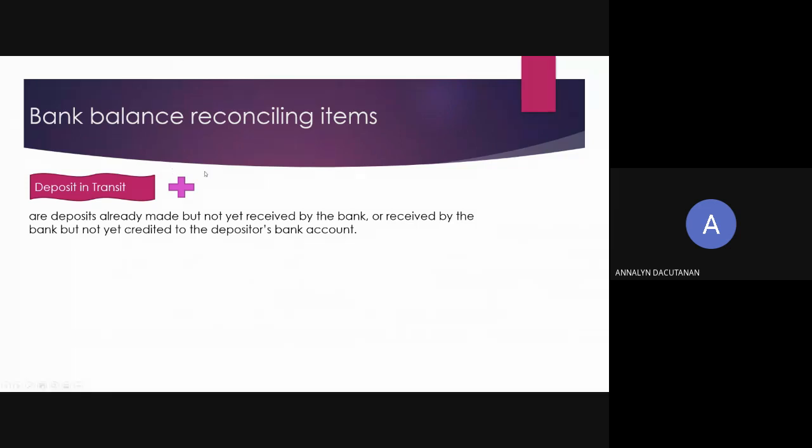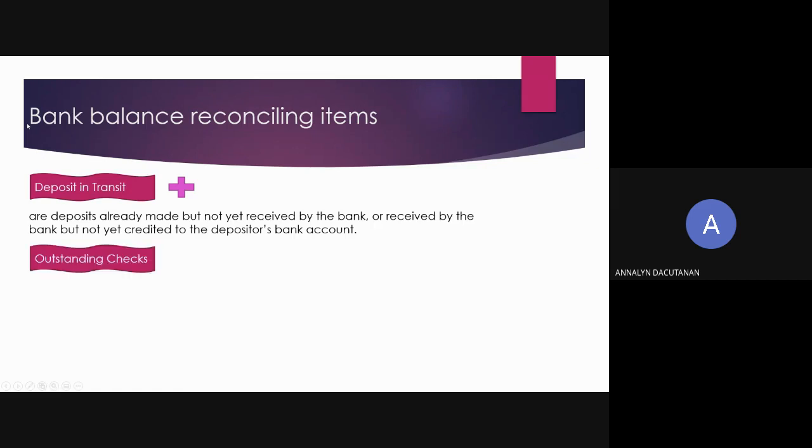Okay? So, please remember the effect of deposit in transit. It is an addition on the bank balance. Never add it sa book balance. Book balance has its own reconciling item. If you see deposit in transit, it only has an impact on the bank balance. Reconciling item lang siya ni bank balance.